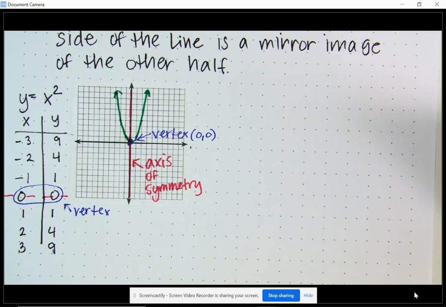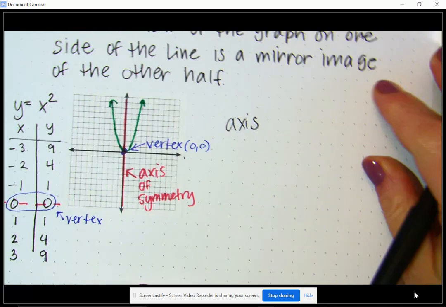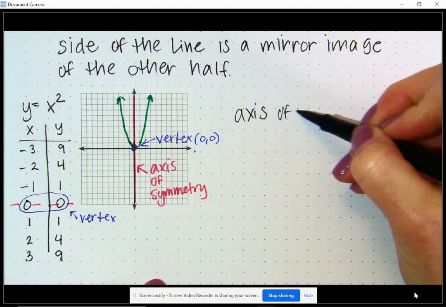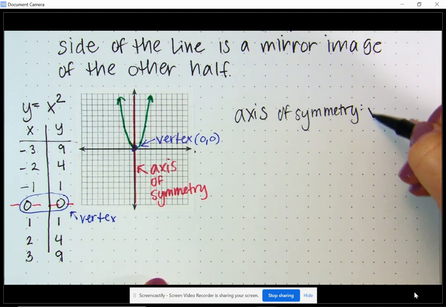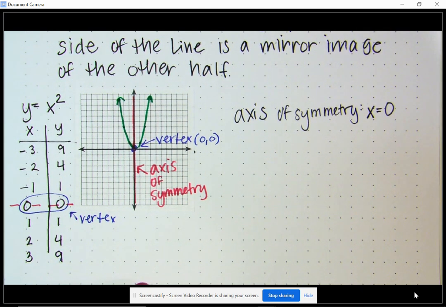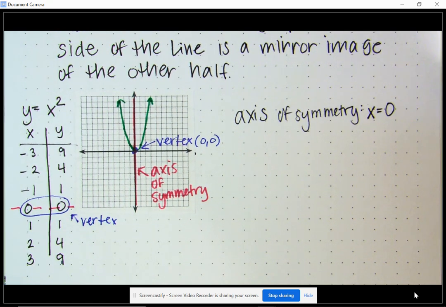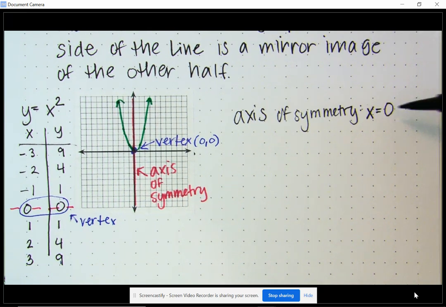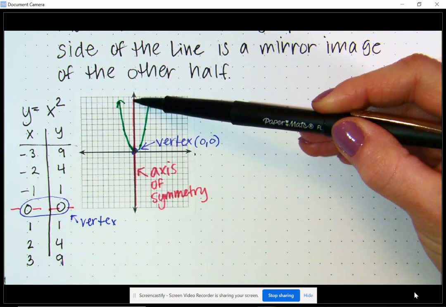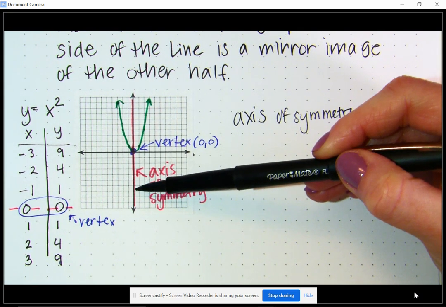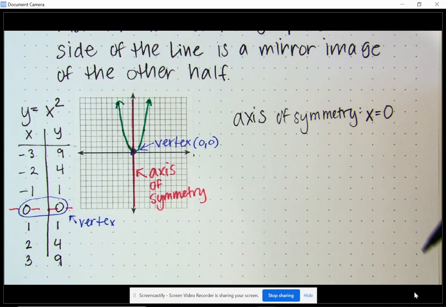Okay, so off to the side, we have axis of symmetry, which is going to be x equals 0. So that's how you write the axis of symmetry, x equals 0. And if you think about it, the line x equals 0 is actually this line. The equation of this line is x equals 0. It just so happens to also be the x coordinate. Okay.